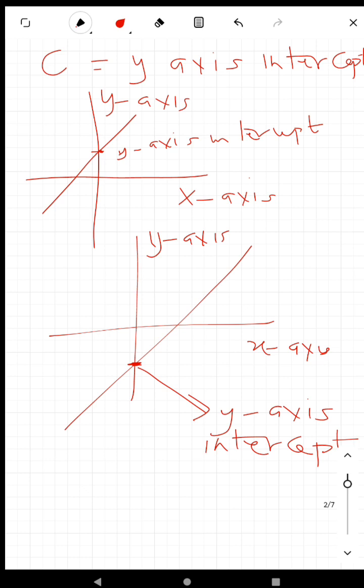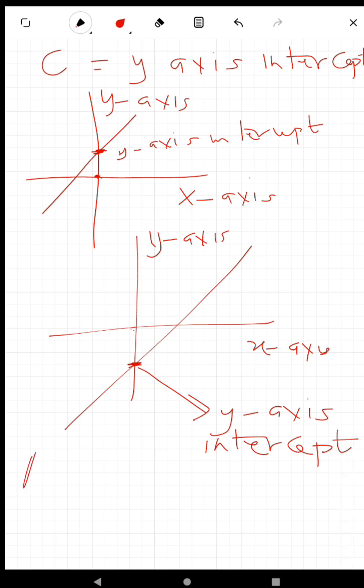And if you notice, for this first plot, at the point where you have your y-axis intercept, what's the value of x? Your x value is 0. And also, if you look at the second one, at the point where your line crosses the y-axis, you notice that your x value is 0.